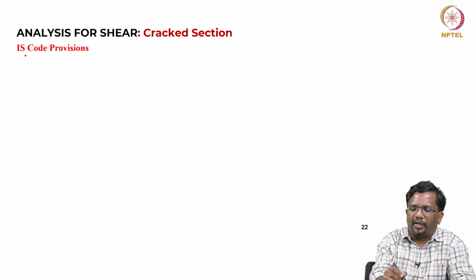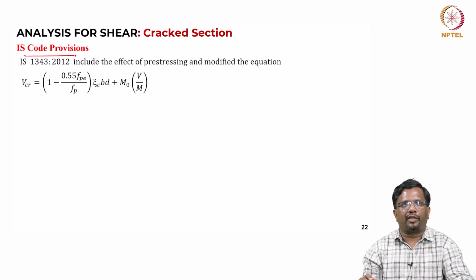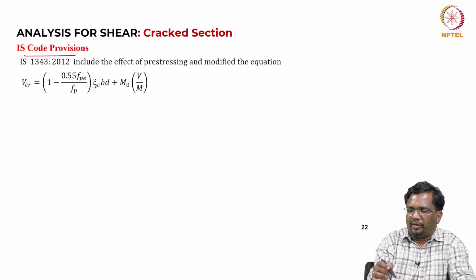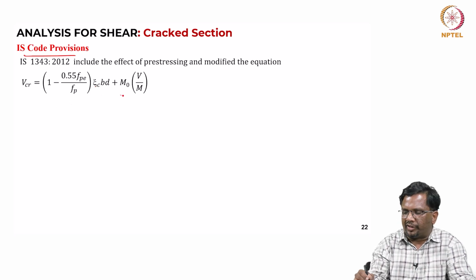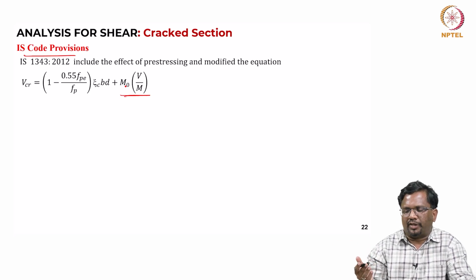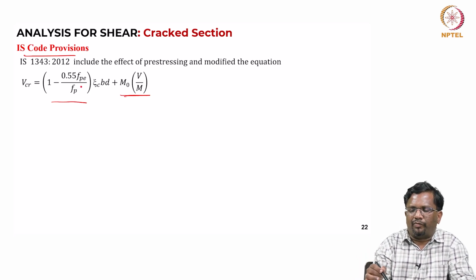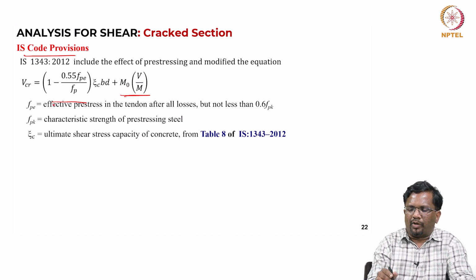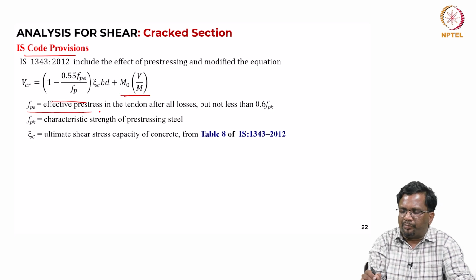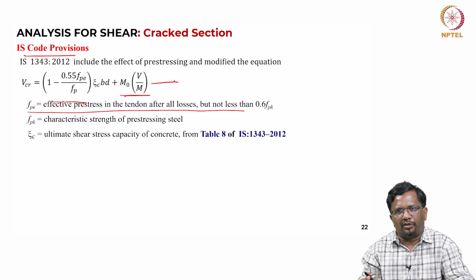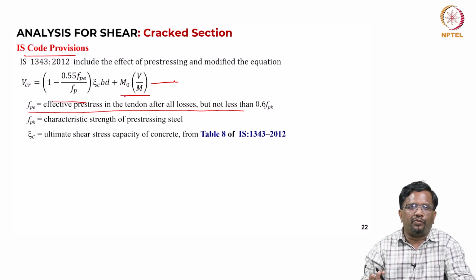Now, let us look at the IS code provisions and how they take care of that. You see here the VCR equation in the IS code, just similar to what we have derived, the same form, M naught into V by M. Here the code gives you M naught, whereas previously we derived MCR. That is the only difference, and this is some form of the concrete shear strength equation. Now, what is the equation here? Fp is the effective pre-stress in the tendon. This equation and the previous equation are all one and the same form, only the coefficients are different.